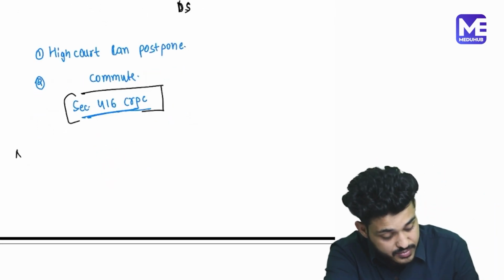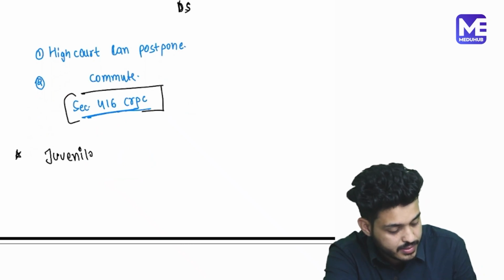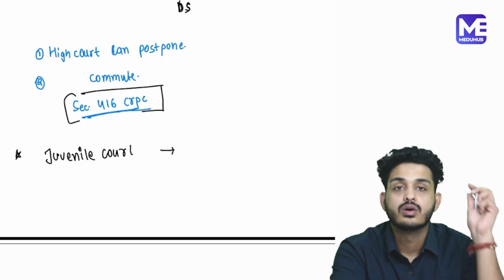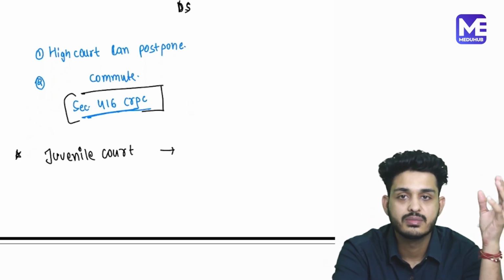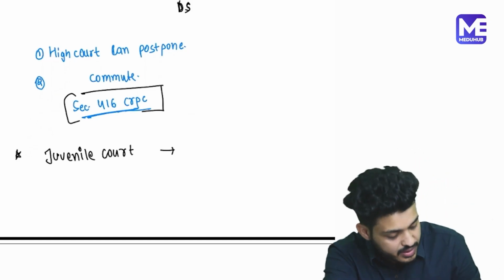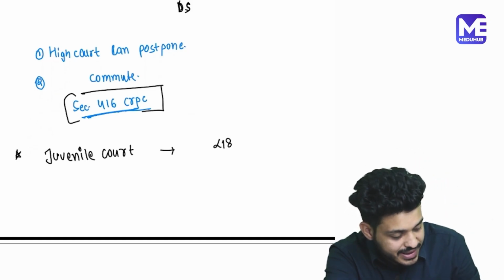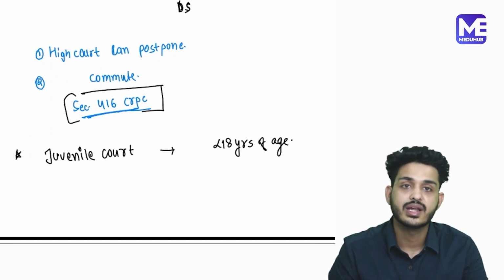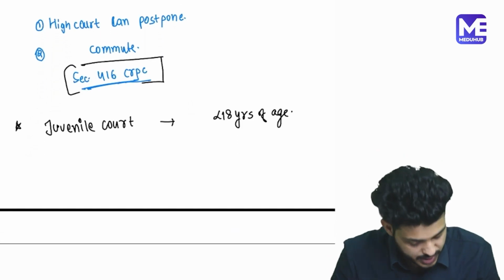Next is your juvenile court. Who can go to juvenile court? The accused who is less than 18 years of age. The accused who is less than 18 years of age will be going to juvenile court.